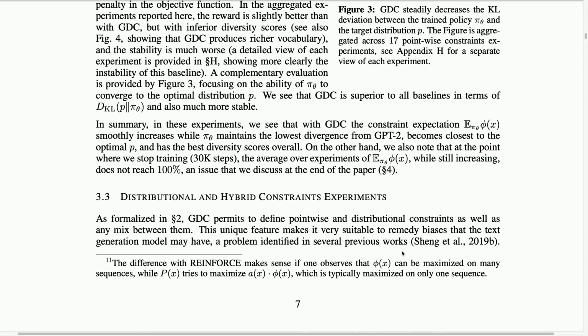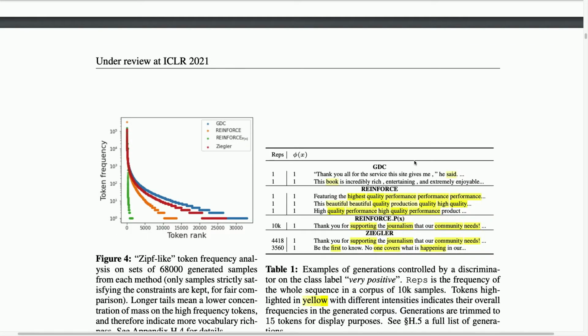If I go down to some examples, just to give you a flavor of what is done. Here we have some samples first generated by this GDC method from the paper. And then below you have some outputs generated with reinforcement learning, a few different methods. First of all, you can find that with reinforcement learning you're getting a lot of repetition in these examples, like performance here is repeated 3 times, and then quality, and so on.